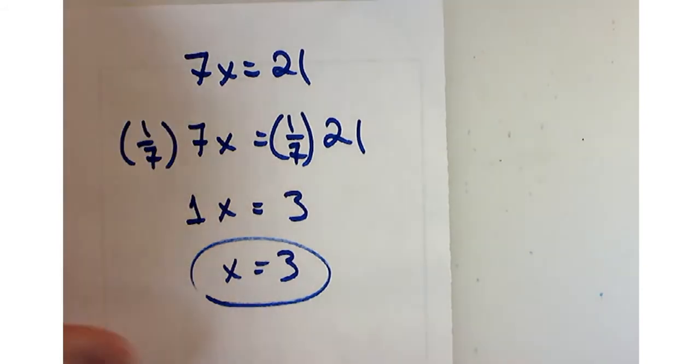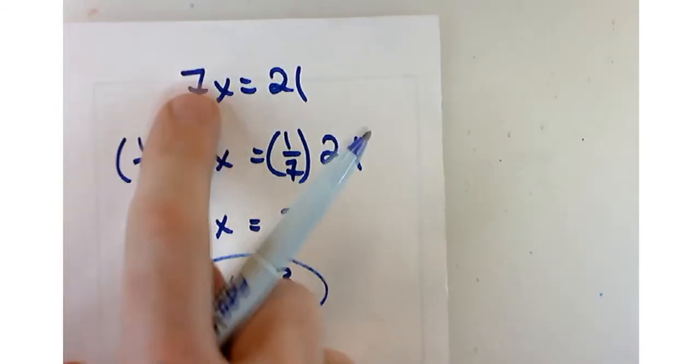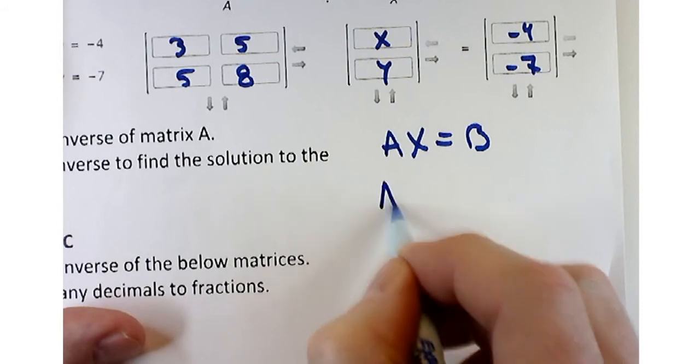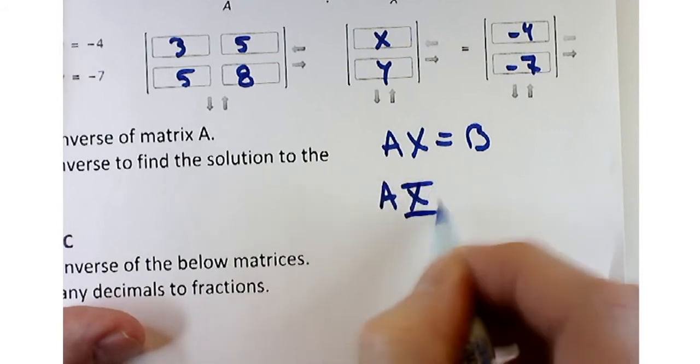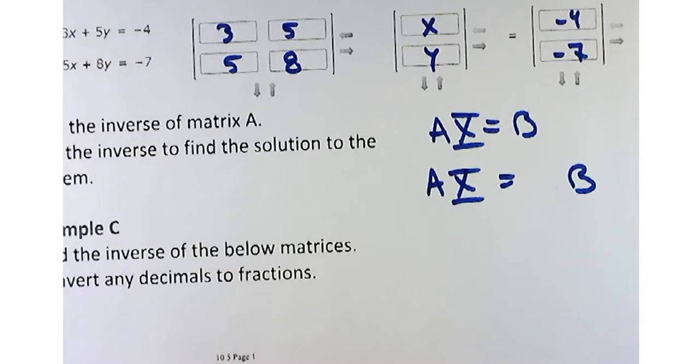How does that relate to matrices? Well, we're going to do the same thing except with matrices. Remember, this is no longer just a linear equation like 7x equals 21. This is a matrix equation. Let me put a little x here as a reminder. Now what I'll do is I'm going to multiply both sides of this on the left-hand side by the inverse matrix.